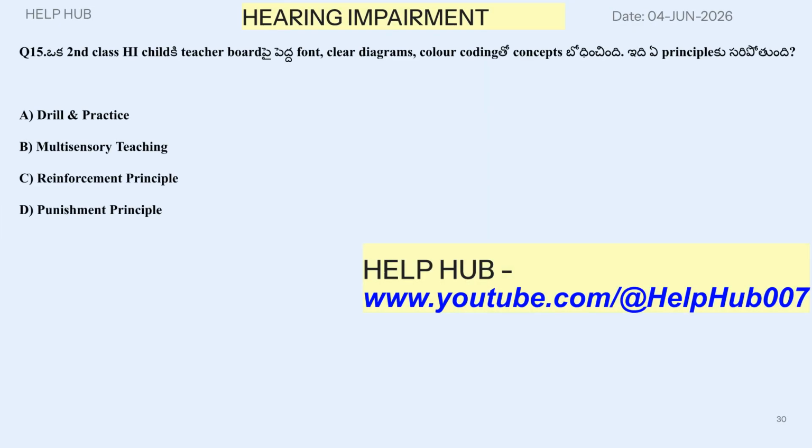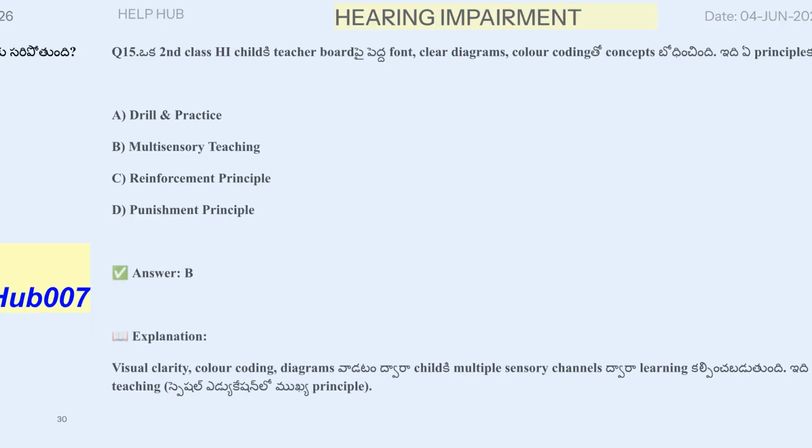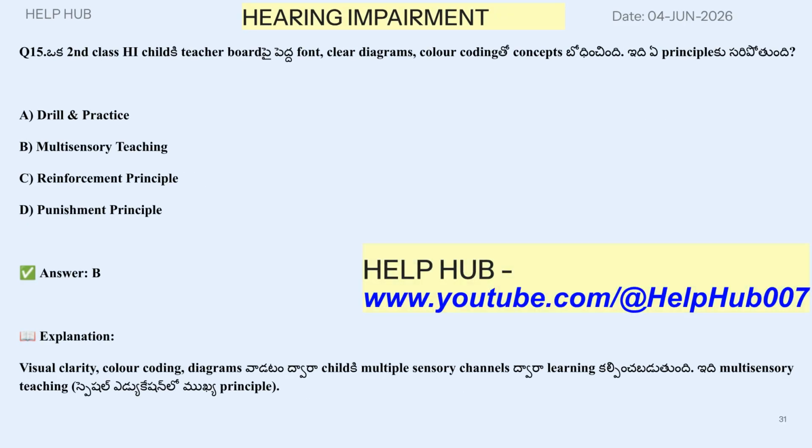Final question, number 15. A teacher uses large font, clear diagrams, and color coding on the board for a 2nd grade HI child. What principle is this action aligned with? The correct answer is B, multisensory teaching. Using visual aids, diagrams, and color coding engages multiple sensory channels, which is a key principle in special education for learning intervention.